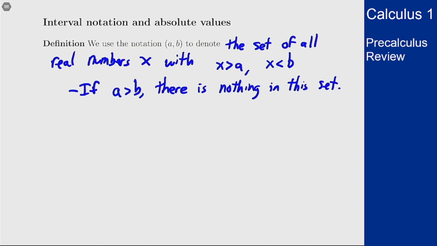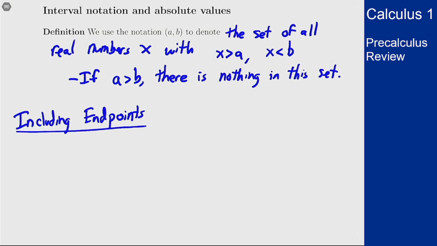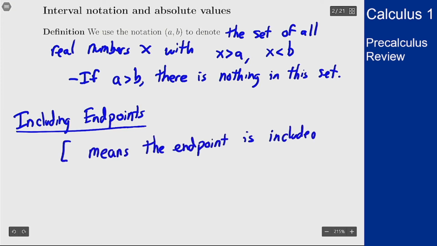Now what if I want to include the endpoints? Well, if I want to include the endpoints here, I will use a closed bracket, so a square bracket instead of a parentheses at that endpoint. So a square bracket means the endpoint is included, where the open of the parentheses means it's not.